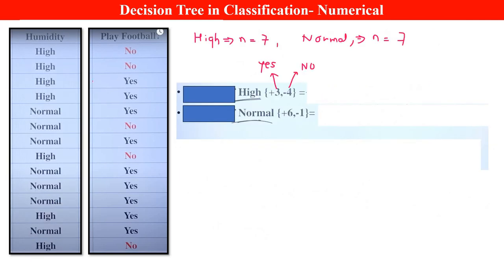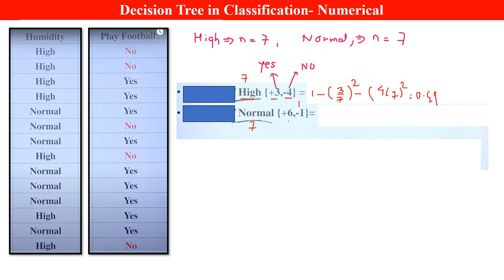Now we'll go for the humidity. In humidity we have high and normal. So high is coming 7 times and normal is coming 7 times. In case of this high, 3 times yes. So 1 minus probability of yes is what? 3 by 7 square. 3 times yes out of 7 minus no is coming 4 times. So 4 by 7. No is coming 4 by 7. So this value comes out to be 0.49.